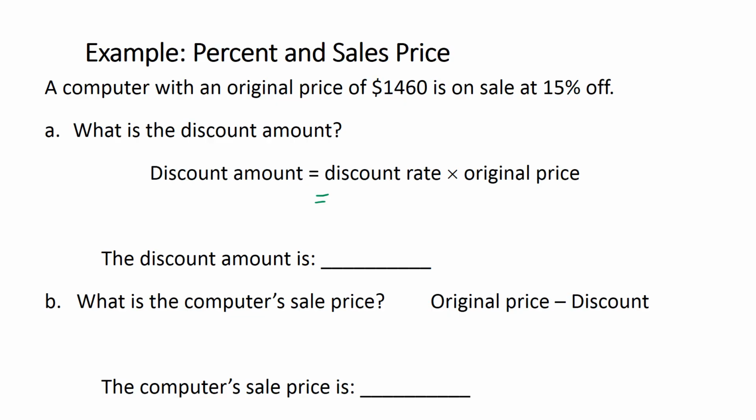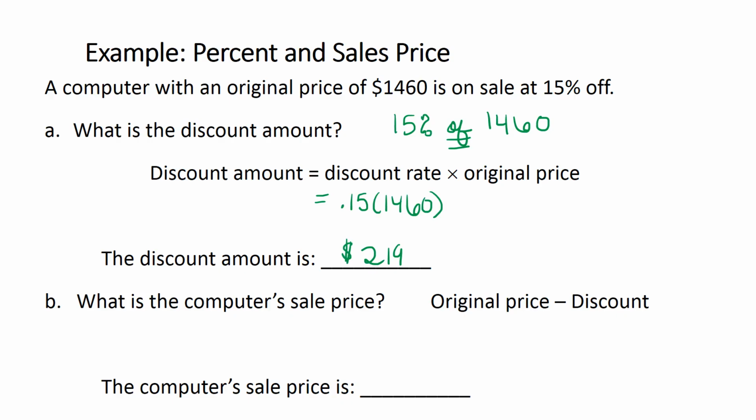Again, you want to know 15% of, which means times the 1460. We don't need any formulas. All right, 15% divided by 100 to change it to a decimal. 15% times 1460 should give you $219 as the discount amount.